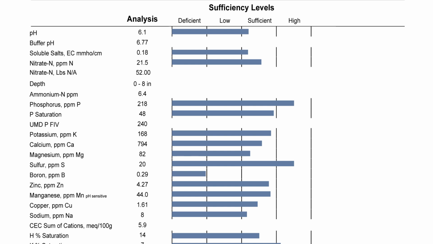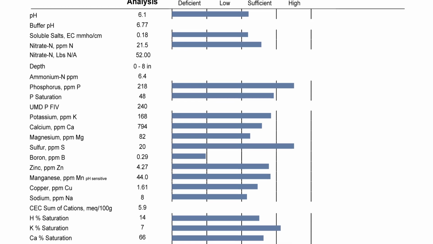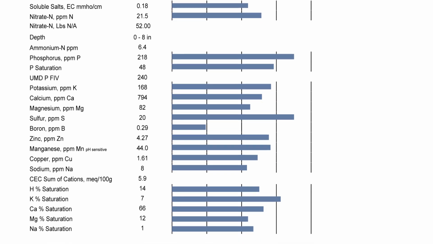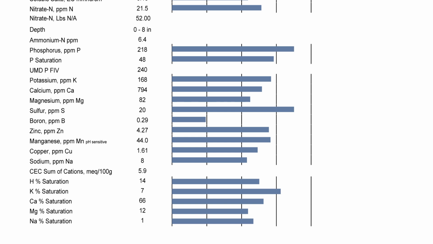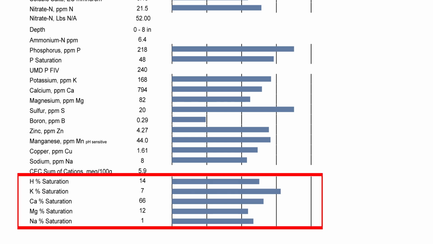Another aspect that we'd like to really focus on is our base saturation percentage. Base saturation percentage is going to give you the percentage of cations in your soil. The percentages are going to add up to 100%, and we're going to be looking at hydrogen, potassium, calcium, magnesium, and sodium. Those are the 5 cations that we're going to be looking at in the base saturation test. And now we're looking for specific ratios to optimize our fertility in the field.